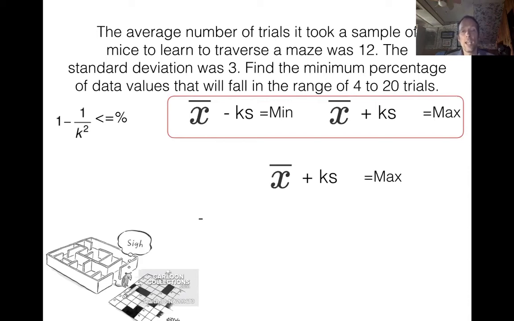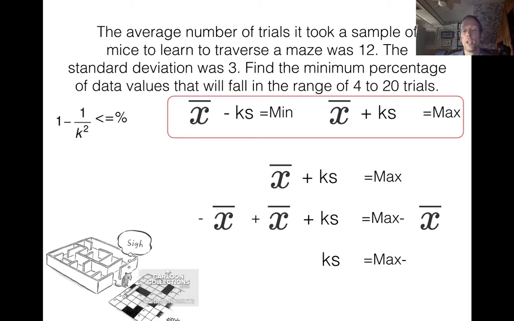So to isolate for k, the first thing that we have to worry about is x bar is in our way when we read this equation from left to right. So how do we remove x bar? We're going to have to subtract it from both sides of the equation. And as we do that, when we have negative x bar plus ks on the left, we have to match on the right and say maximum number minus x bar. And that's going to clean us up to ks equals the maximum minus x bar.